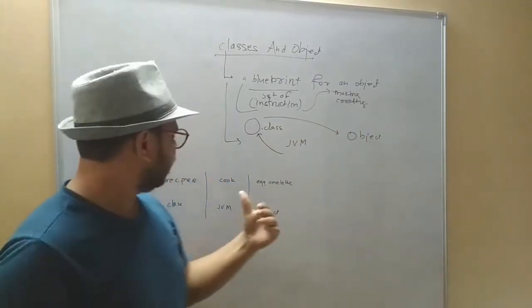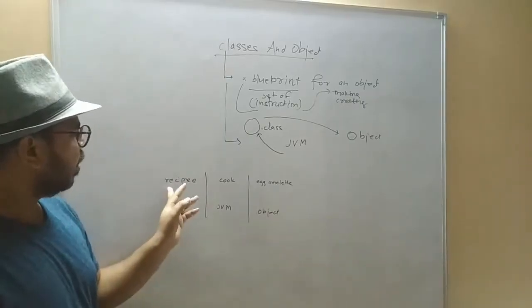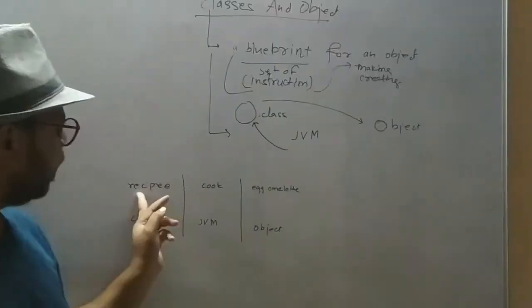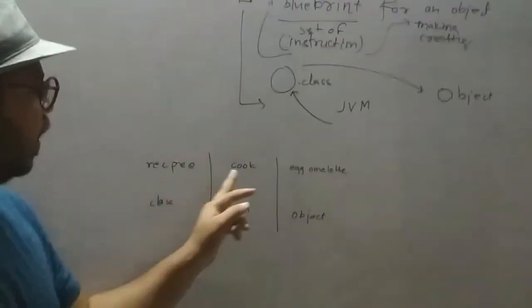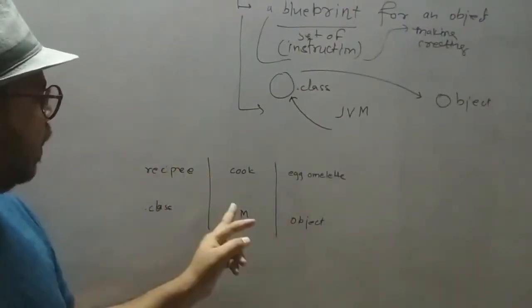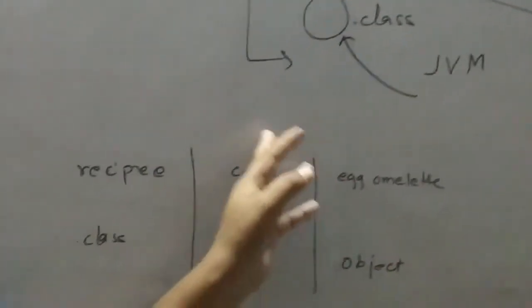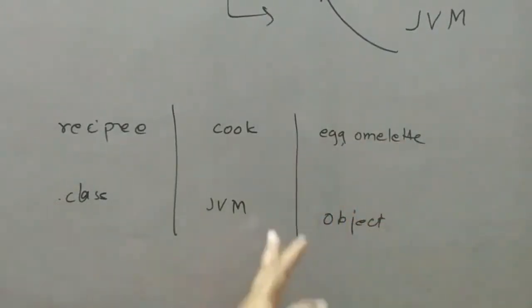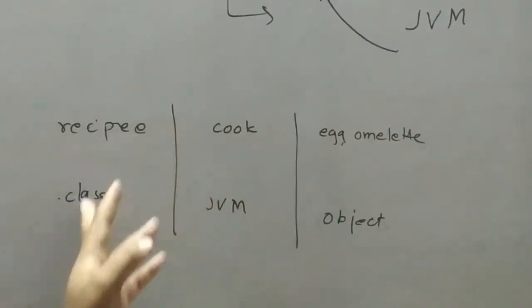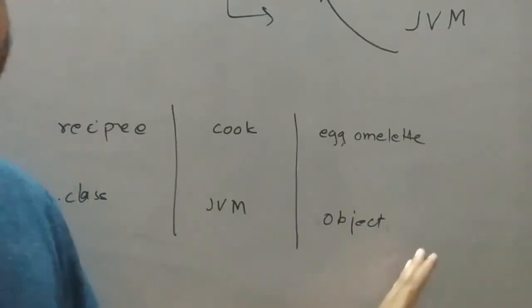So I think you got the concept of JVM, dot class file and object. You can see here I have written for you to understand better that in case of our video example, recipe is in place of the dot class file, and the chef reads the recipe, follows the instructions and creates an egg omelette. The same way JVM reads the dot class file, follows the instructions and creates the object of that particular type.